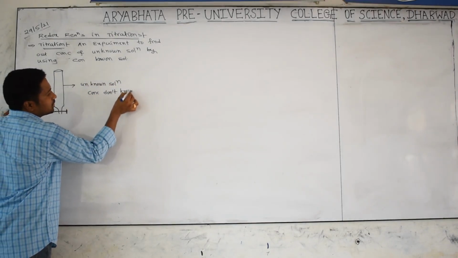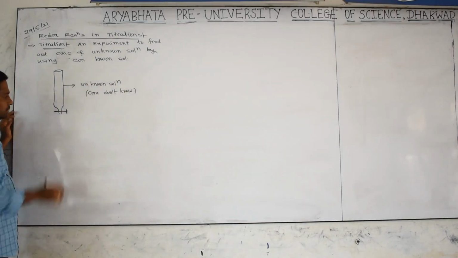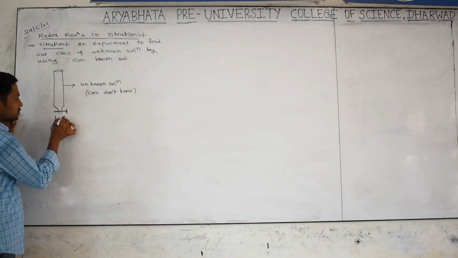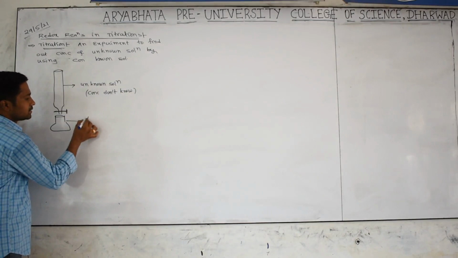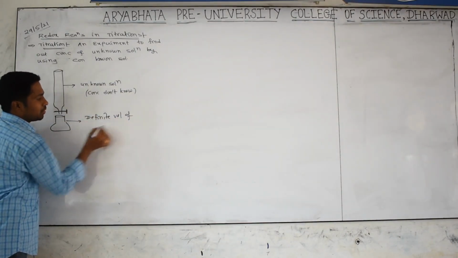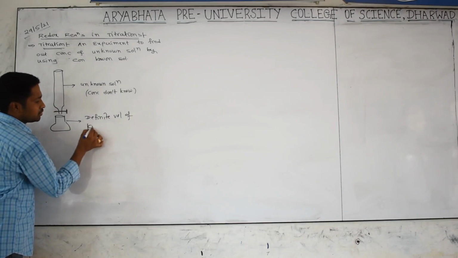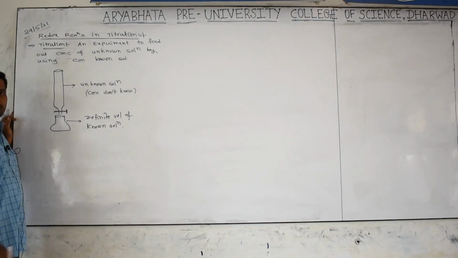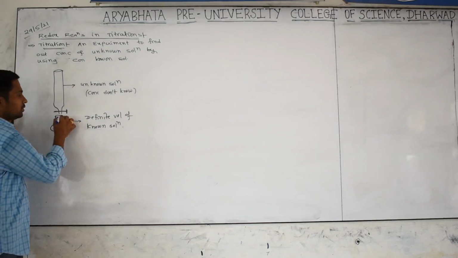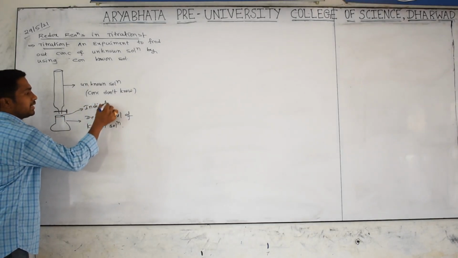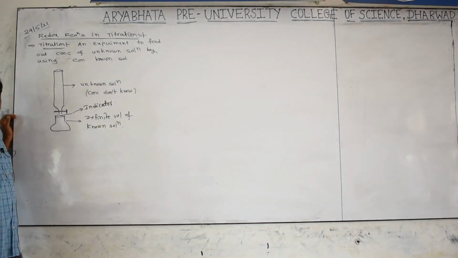The solution whose concentration we don't know is called the unknown solution. In the conical flask, we take another solution, a definite volume of a known solution. Before starting the experiment, we add one more thing, an indicator. We will see what the indicator is used for.